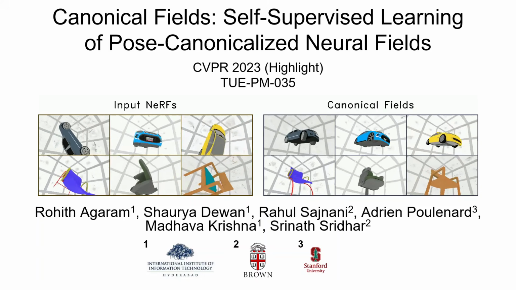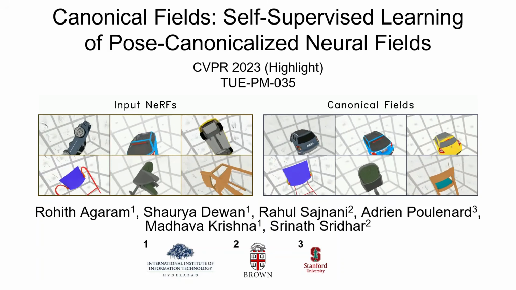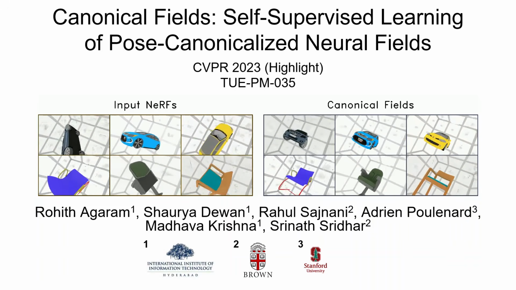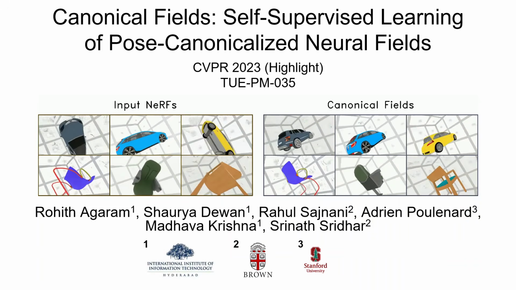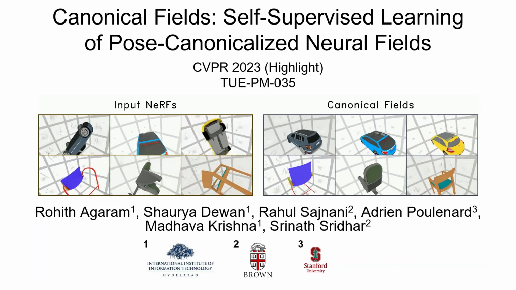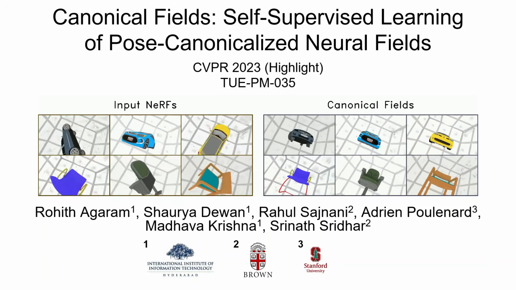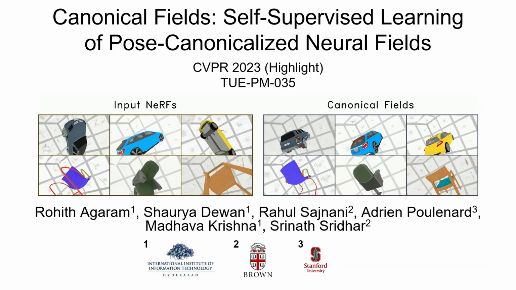Here are some visuals. Canonical Fields, self-supervised learning of pose-canonicalized neural fields. The application of neural fields, that is, coordinate-based neural networks that implicitly parameterize signals in visual computing, has led to remarkable progress on various computer vision problems such as 3D scene reconstruction and generative modeling, leading to more accurate, higher fidelity, and more expressive solutions.